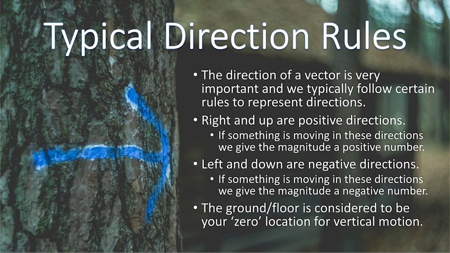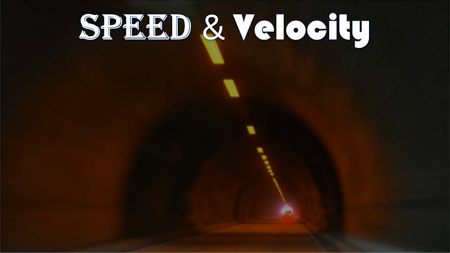And also another thing that you need to know, we typically say the ground or the floor is considered to be your zero or your origin if we're talking about something moving vertically. So ground or floor, 0, left and down is negative, right and up is positive. So with all of that said, let's start talking about speed and velocity.